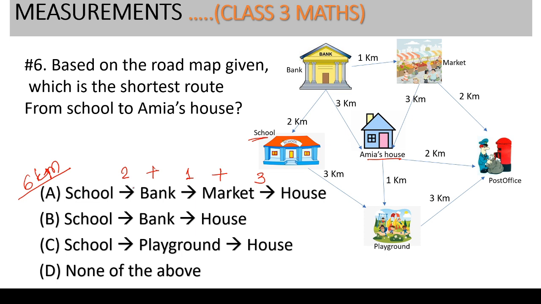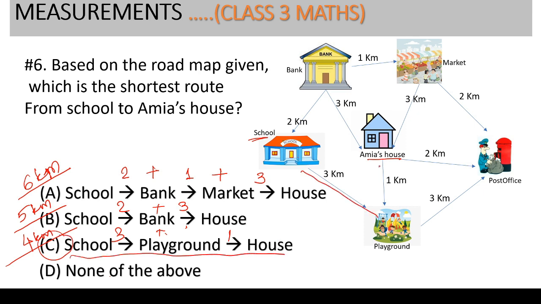Let's look at this next option. School to bank again is 2 and bank to house is 3. So this is 2 plus 3, which is 5 km. Well, shorter than A. Let's look at C. It is school to playground, which is 3. Playground to house, which is 1. So this is just 4 km. It's reducing. And D is none of the above? Well, the answer is option C, school to playground to house, because this is the shortest route. So that's our right answer.